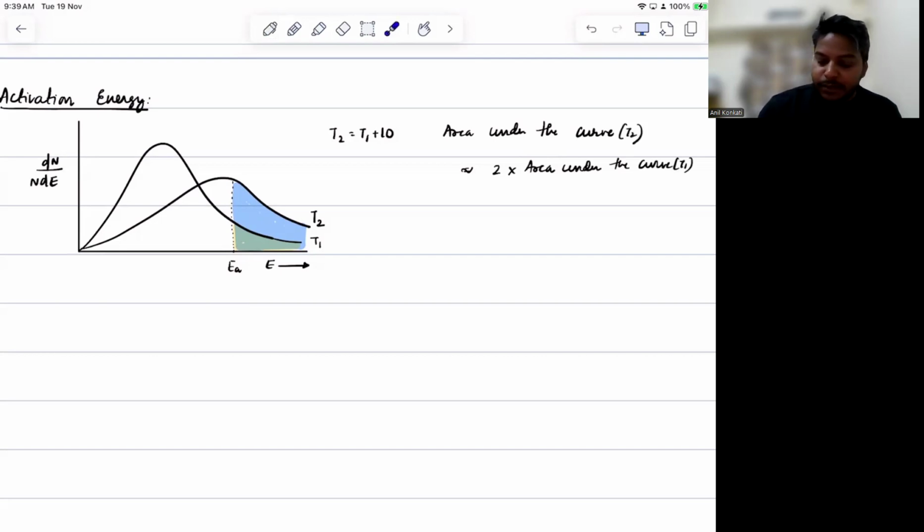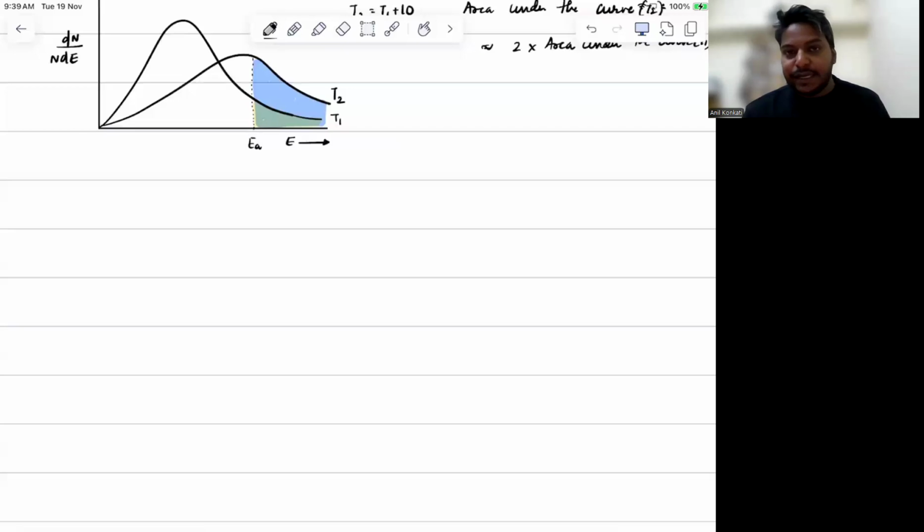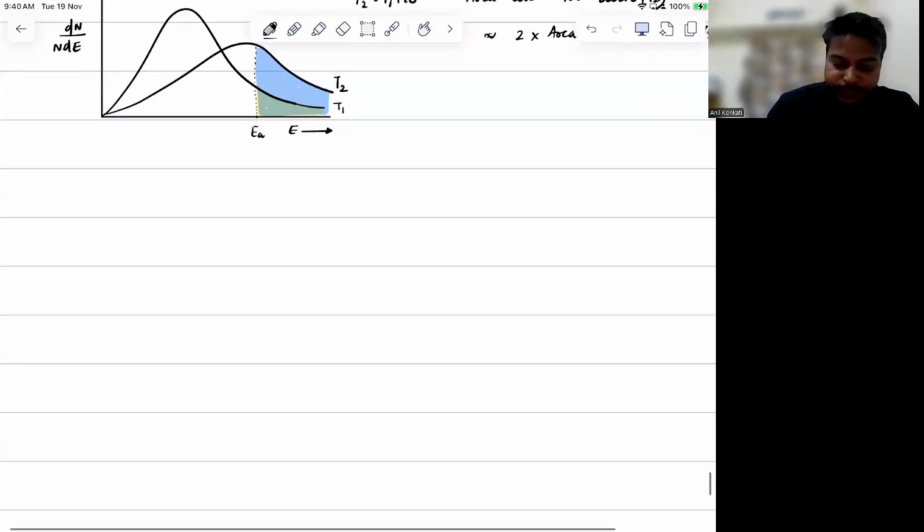Which means more number of fraction of particles will cross, because more the area means more fraction of particles. This is fraction only, right? So more the fraction of particles will cross the barrier, correct? So as the temperature increases, activation energy is just constant, but the number of particles which are crossing the barrier will always increase.